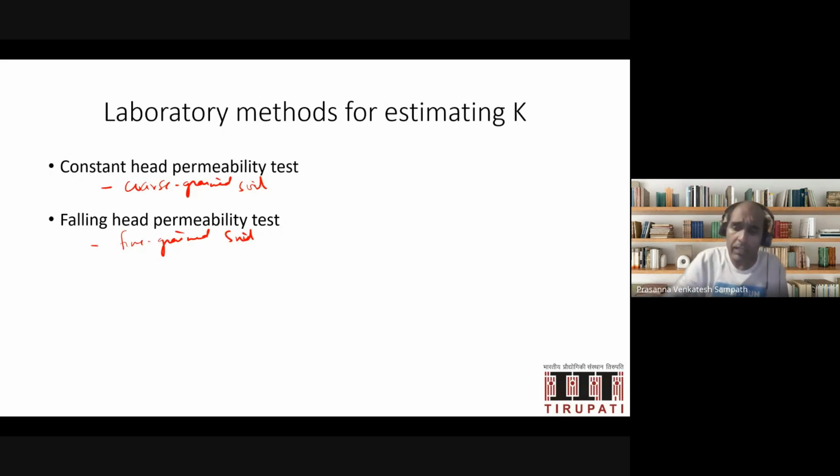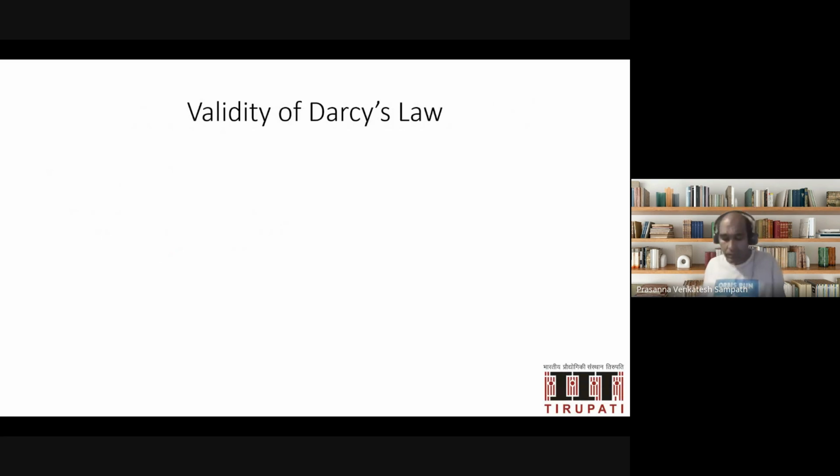All right, let's move on. Now, we spoke about Darcy's law. Now, we'll spend a little bit of time trying to understand how valid this Darcy's law is, and what the range of values is for which it holds good.